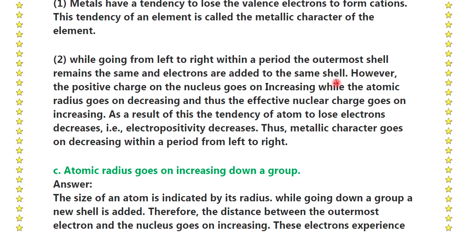However, the positive charge on the nucleus goes on increasing while atomic radius goes on decreasing, and thus the effective nuclear charge goes on increasing. As a result of this, the tendency of an atom to lose electrons decreases, that is, the electropositivity decreases. Thus metallic character goes on decreasing within the period from left to right.